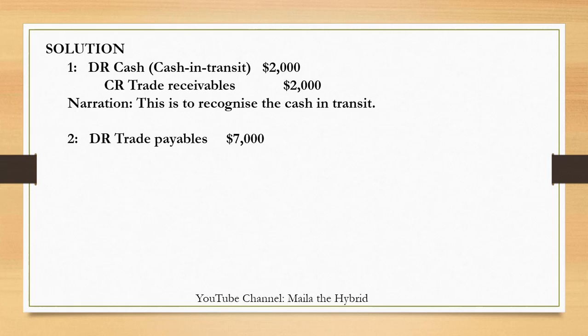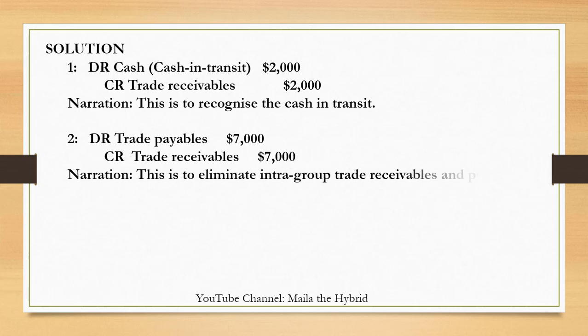And then we eliminate intragroup payables and receivables. So our trade payables were $7,000. And now our trade receivables will be the same $7,000, because before it could have been $9,000, but after crediting by $2,000, it's now $7,000. The overall effect, first of all, is to eliminate intragroup trade receivables and payables.